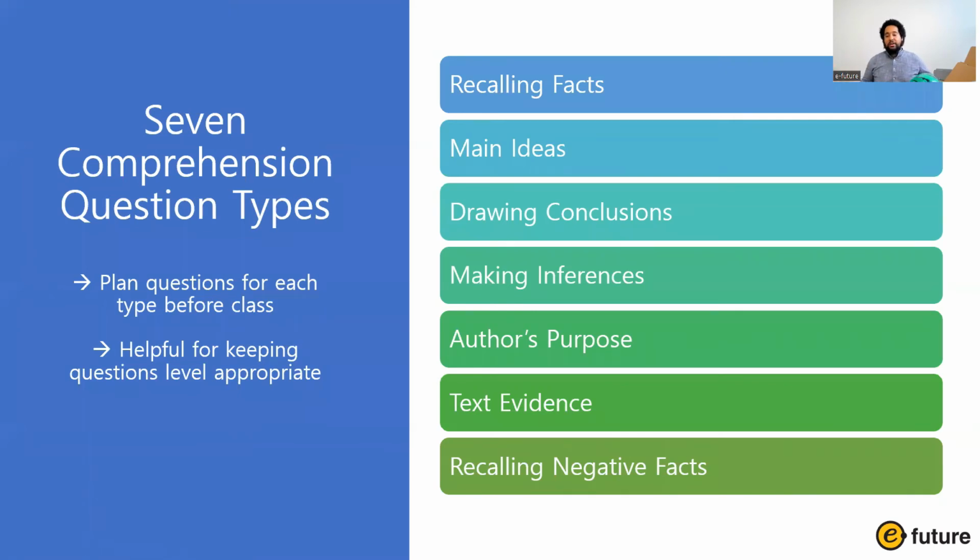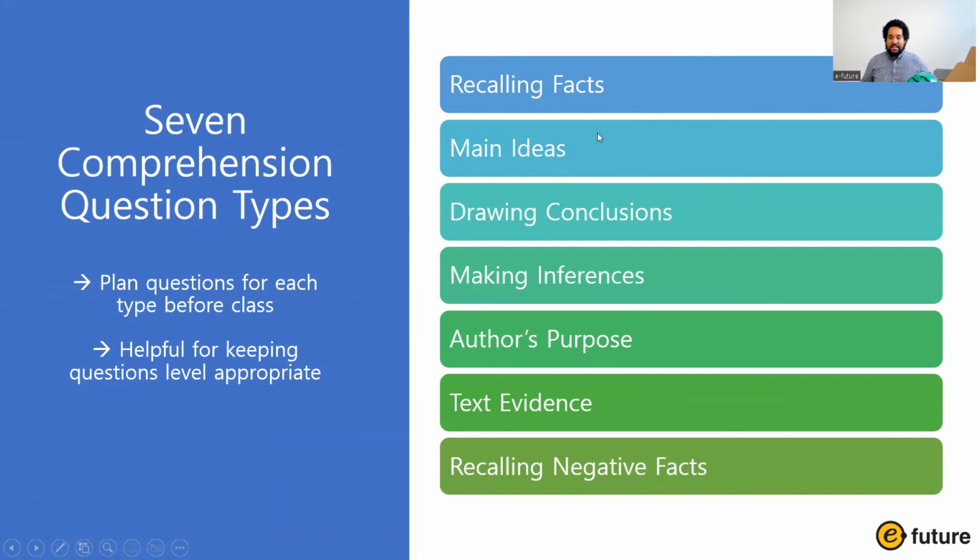Who is the main character? What is the setting? Where does the character live? What does the character do? Things like that. So those are the basic recalling facts questions. These are the simplest questions that you can ask.